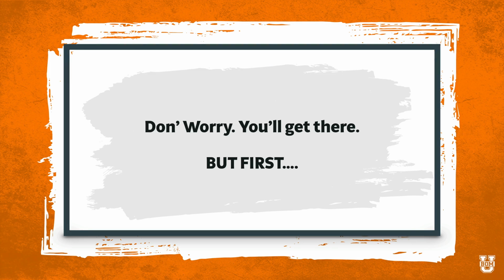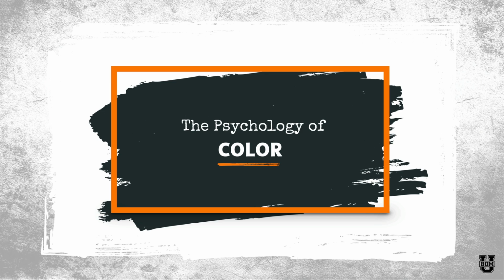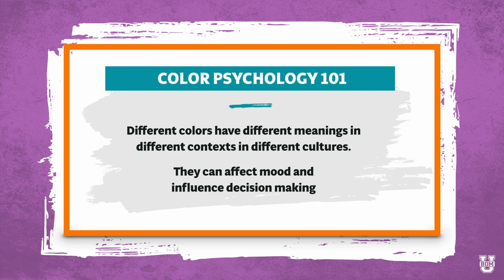Don't worry, we're going to get there, and I know this seems overwhelming, but before we even dive into selecting your colors, we need to understand a little bit of the psychology of color. Color psychology 101 basically says that different colors have different meanings in different contexts and in different cultures. On top of that, they can actually affect mood and influence decision making.